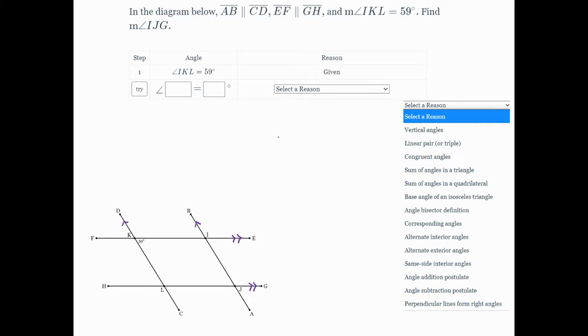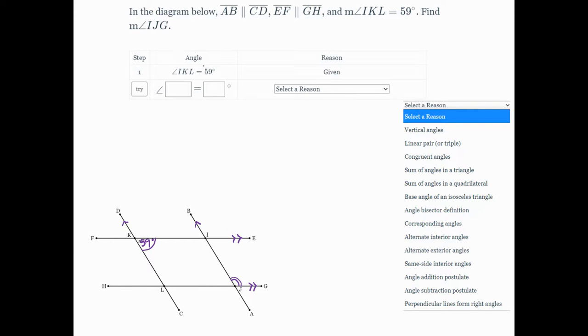Then I have the measure of angle IKL is 59 degrees. I know it's a little bit small, but that says 59 degrees. And then we're supposed to find the measure of IJG. IJG would be this angle right here, which I'm going to mark with two arc marks, and I'll mark 59 with one arc mark. Great, so that's the angle we're trying to get to.